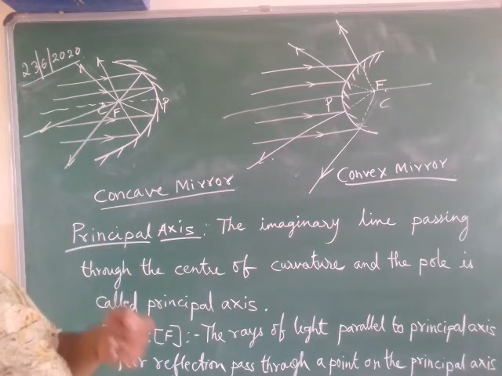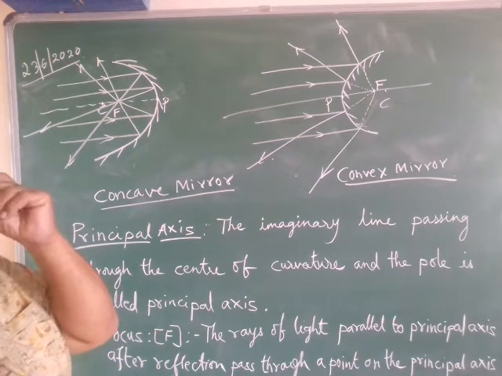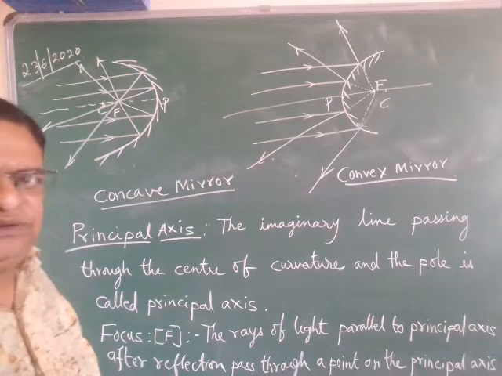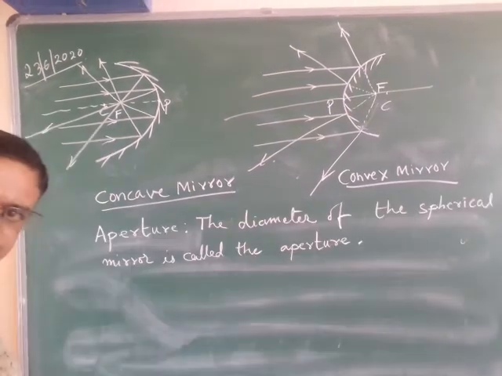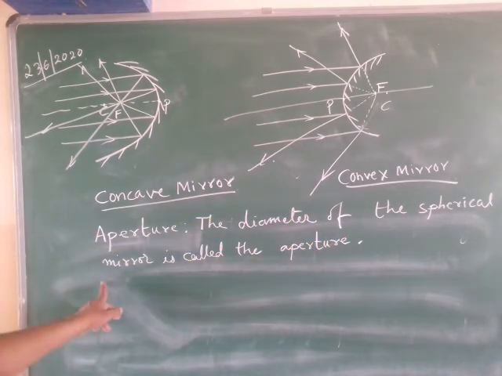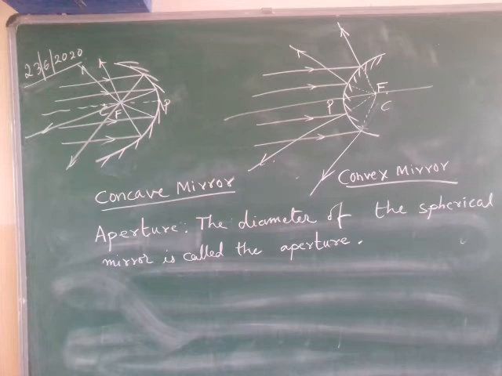Next, we shall see the meaning of aperture of the mirror. I will finish up the definitions right now. Definition of aperture: the diameter of the spherical mirror is called the aperture. Or you can even say the reflecting surface of the spherical mirror is also called the aperture.